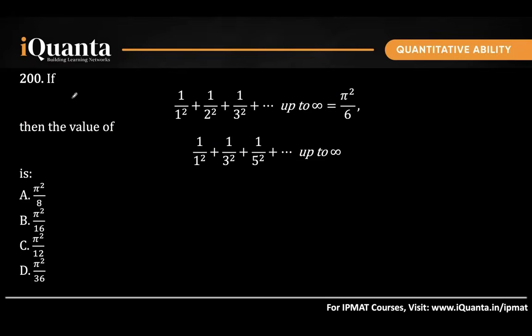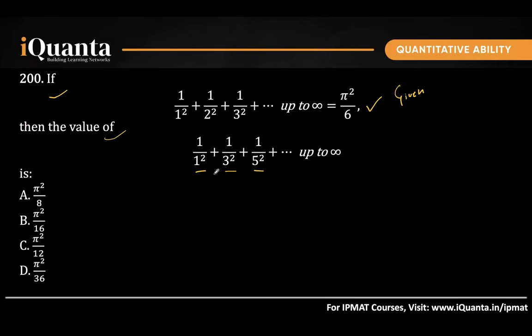Okay. Now the next question is, if 1 upon 1 square plus 1 upon 2 square plus 1 upon 3 square up to infinity is equal to pi square by 6. So this is given. Okay. Find out the value of this up to infinity. So here we have 1 square, 2 square, 3 square till infinity. Here we need 1 square, 3 square, 5 square. So odd terms are there, the square of odd terms in the denominator.